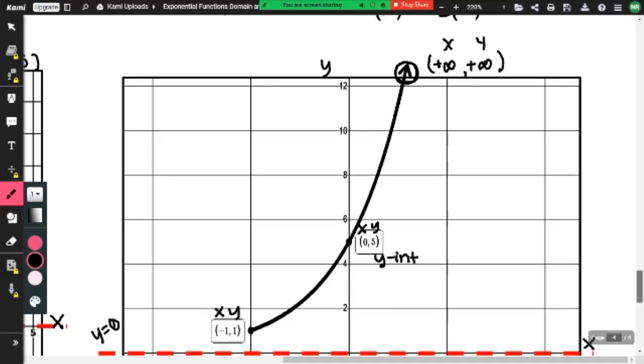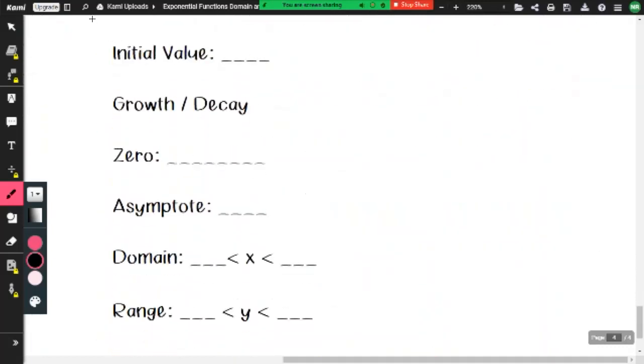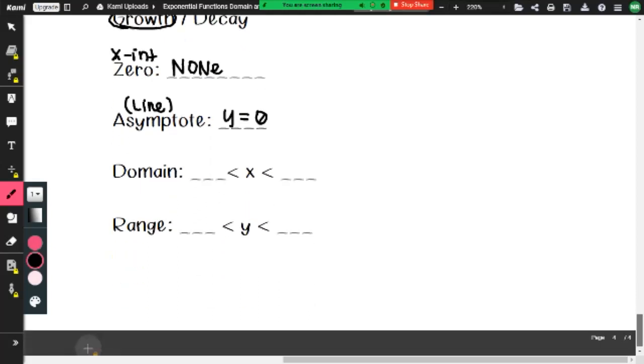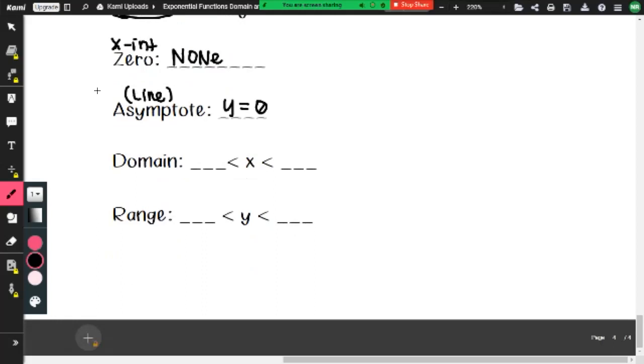Got it? All right, let's answer the questions. Initial Y value is 5. Growth or decay? 0 is another word for an x-intercept, and that is none because it doesn't cross. Why doesn't it cross? Because of the asymptote. The asymptote is an imaginary line, meaning it's not always going to be there for you, but it is responsible for that line not being able to cross over. The equation will always be y = 0. Once again, only because of algebra 1. Algebra 2, different thing.